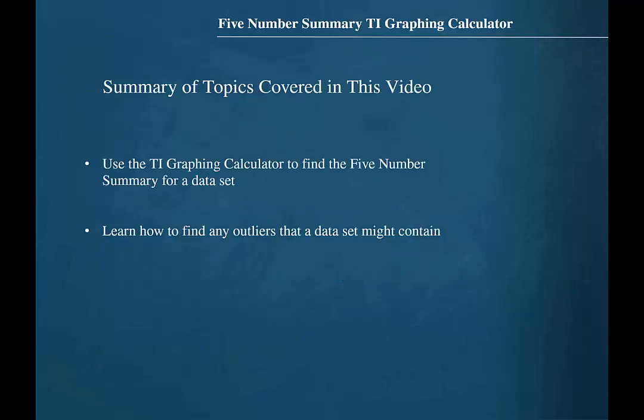In this video, we learned how to use the TI graphing calculator to find the 5-number summary for a dataset. We also learned how to find any outliers that a dataset might contain.